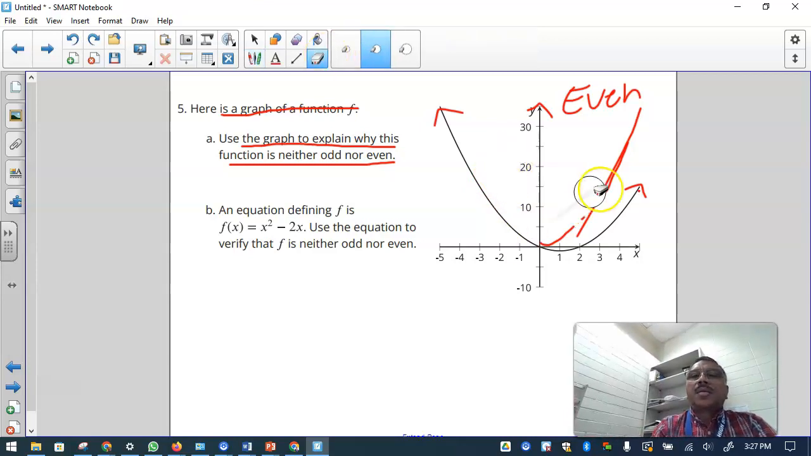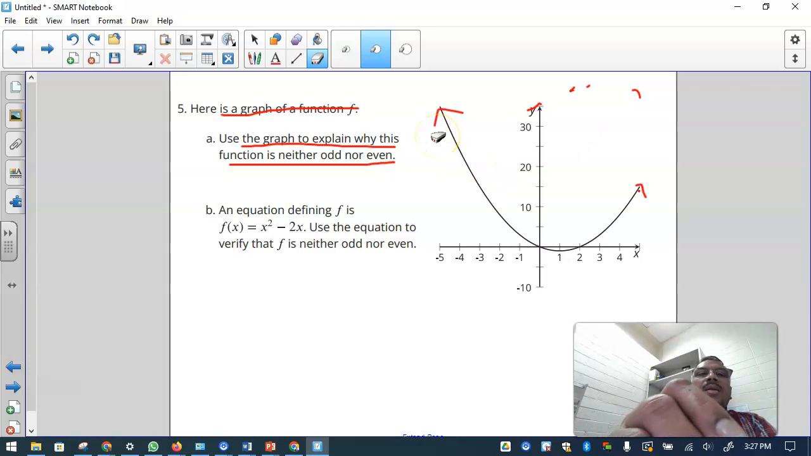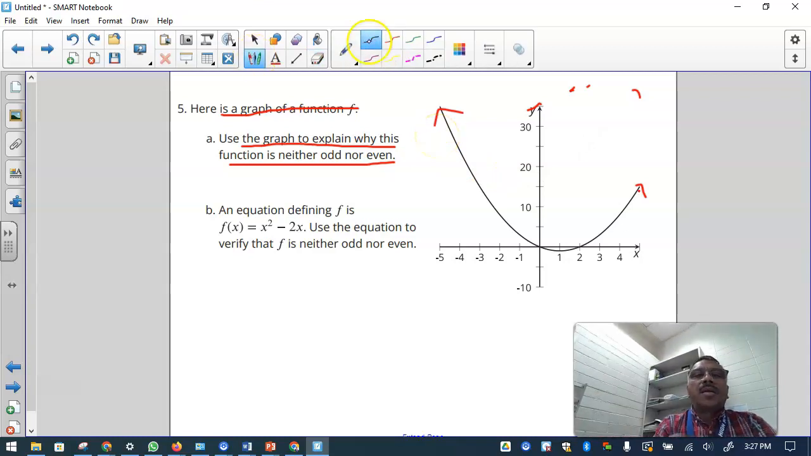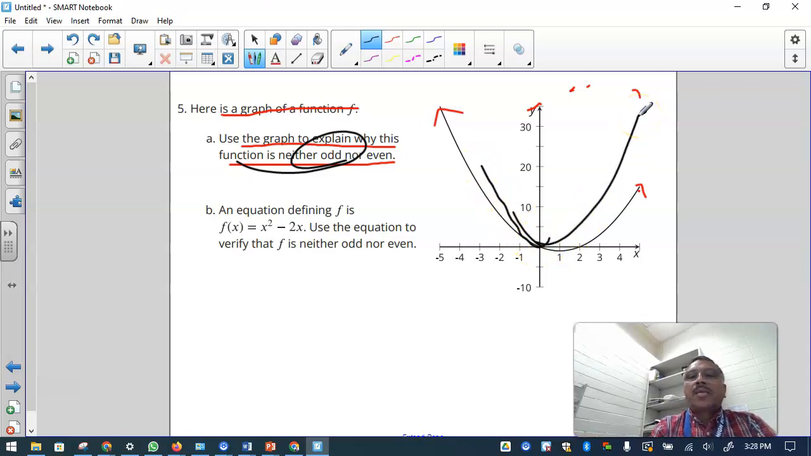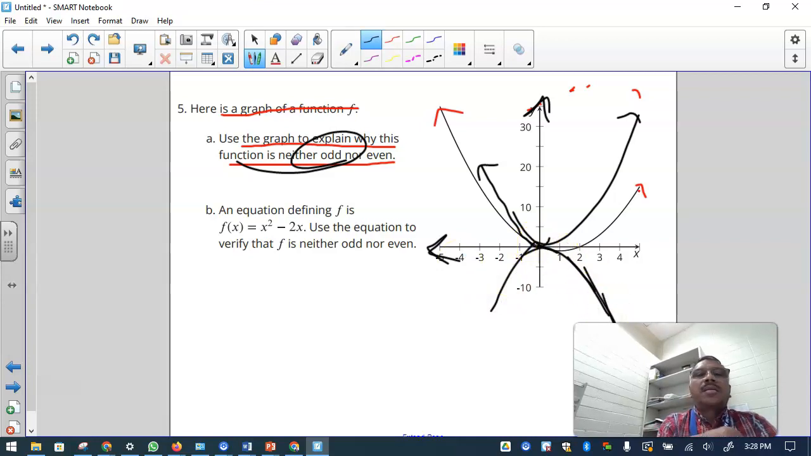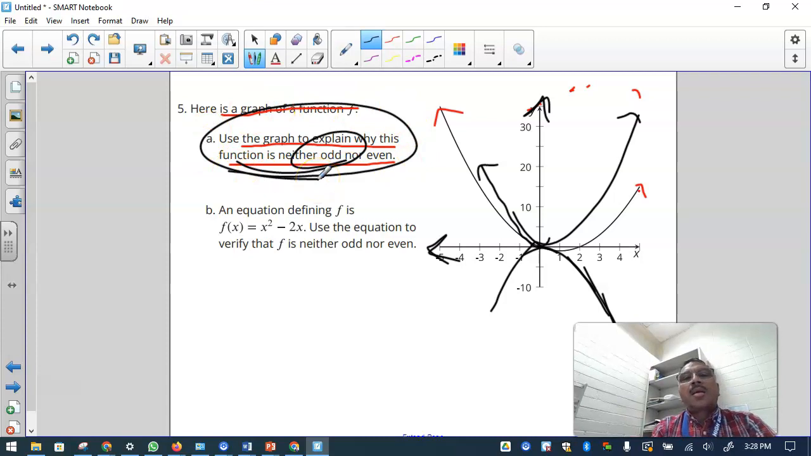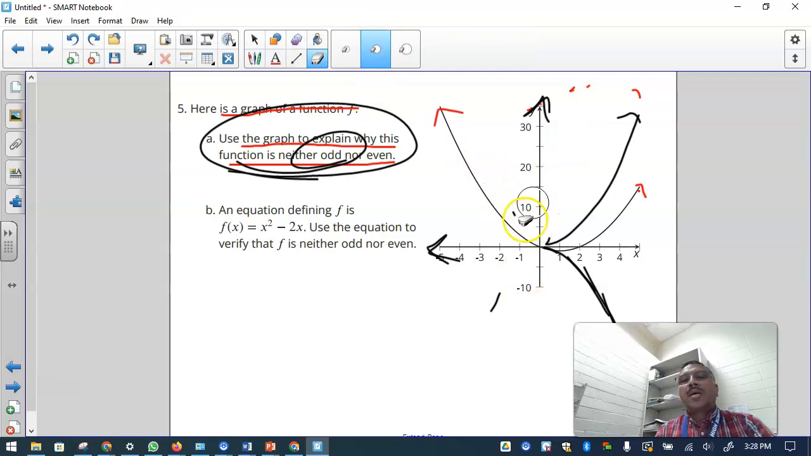And now the question is, is it odd? To check whether it is odd, if I reflect, it will go this way first, okay? The first reflection over the y-axis gives you this, and the reflection over the x-axis will give you something down. So this is not the graph of that. So this is how you can see graphically that it is neither even nor odd.